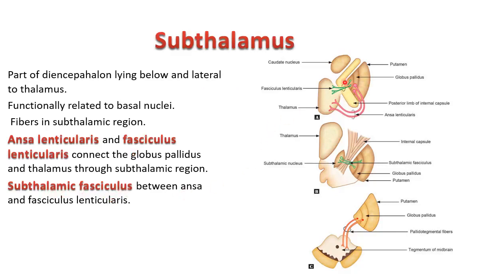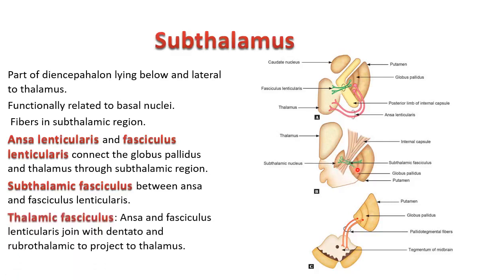So extrapyramidal system. Okay, so apart from that, ansa lenticularis and fasciculus lenticularis, you also have a subthalamic fasciculus, which has connections with your globus pallidus and the subthalamic nucleus. Okay, so as I told you, the thalamic fasciculus is ansa and fasciculus lenticularis joining with the dentatothalamic and rubrothalamic to project to the thalamus. Okay, so apart from that, the other connections are also to the midbrain. You are able to see here from the globus pallidus. We will come to it later after some time.